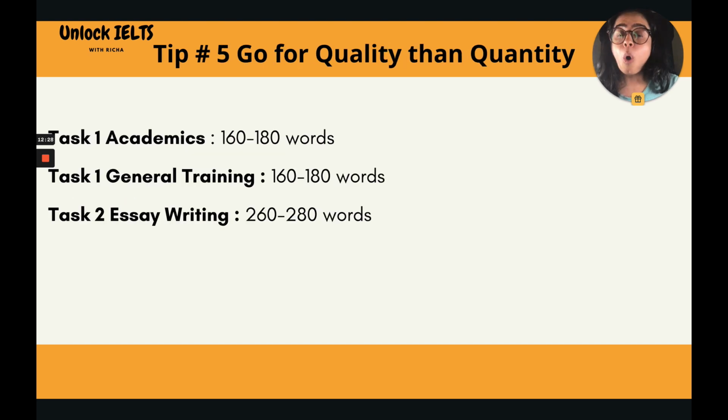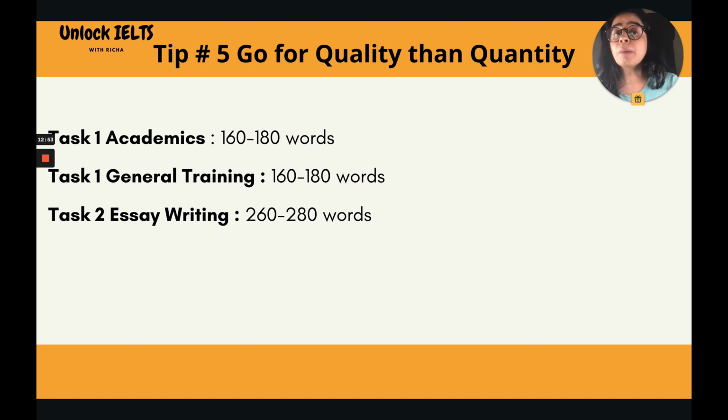Next tip is to always go for quality over quantity in your IELTS writing section. For example, in Task 1 Academic, you should always stick between 160 to 180 words. In Task 1 General Training, you should stick between, again, 160 to 180 words. And in Task 2 Essay Writing, the recommended word limit is 260 to 280 words.